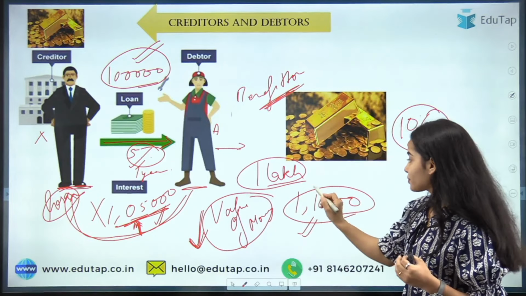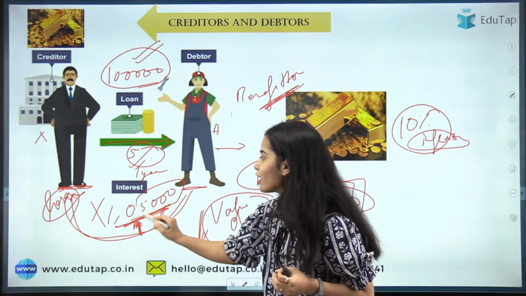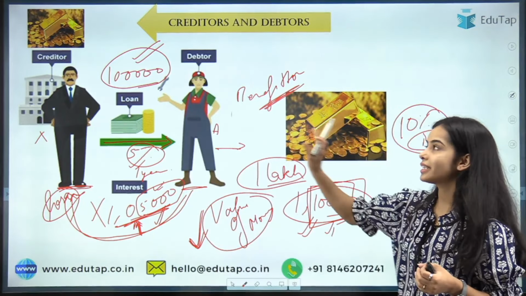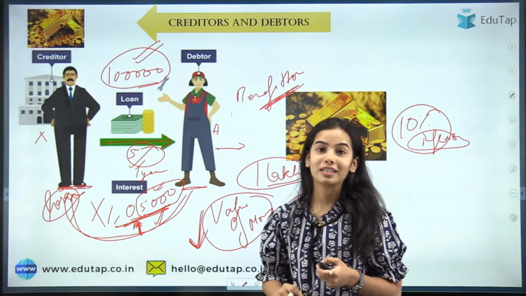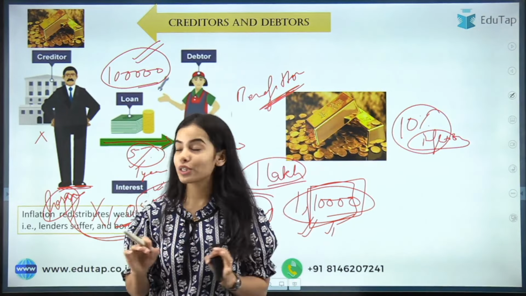Okay, because the 10,000 it has gained and it is only giving back 5,000. So you can understand that the debtor has actually benefited. Okay. So now let's understand. I hope you have understood this very clearly. Let's see this. That inflation. Let me clear this off.